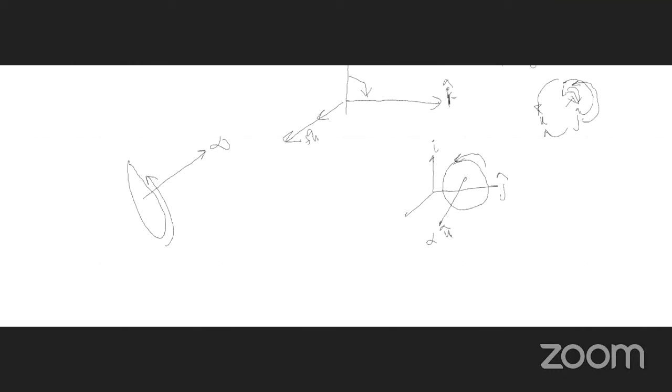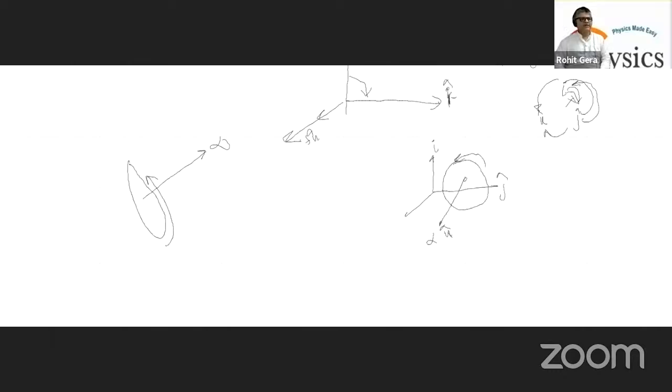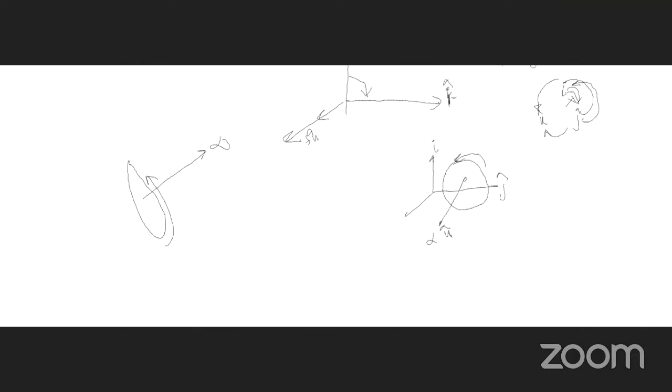So omega and alpha both are perpendicular to the shape of the rigid body. जनरली जो रिजिड बॉडी का प्लेन है उसके परपेंडिकुलर है ओमेगा और अल्फा.